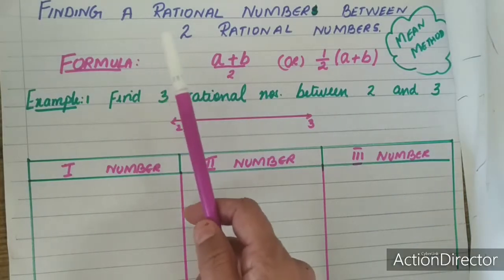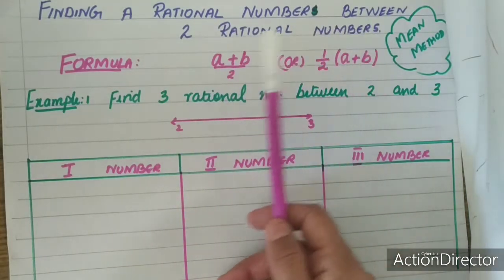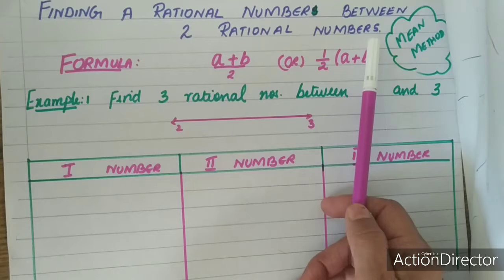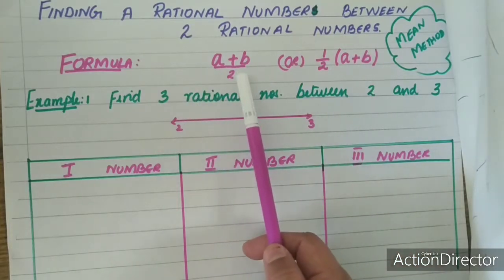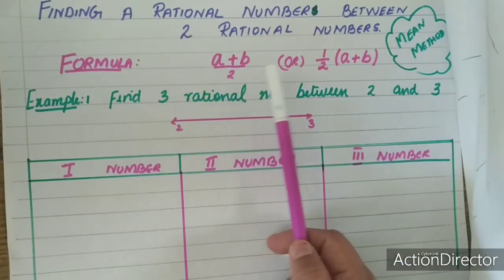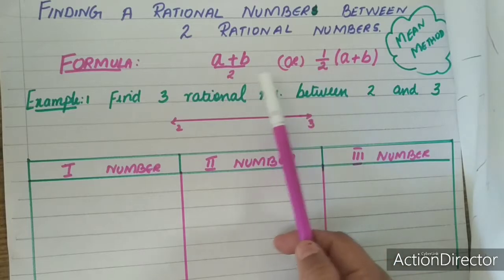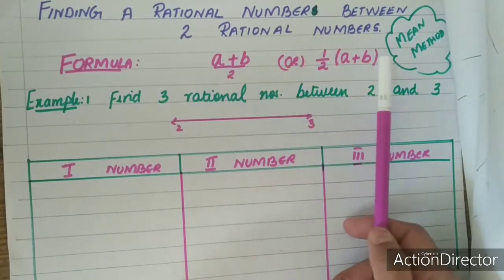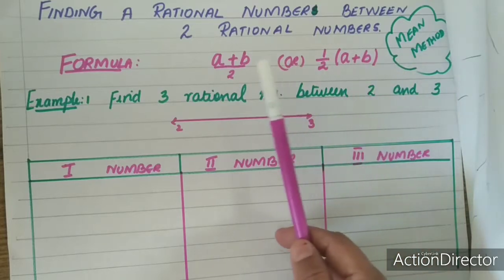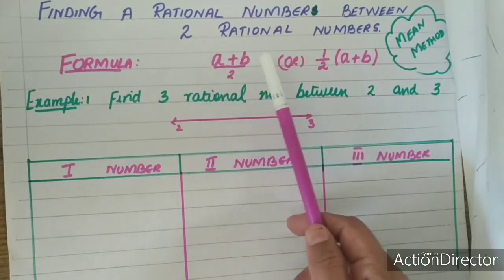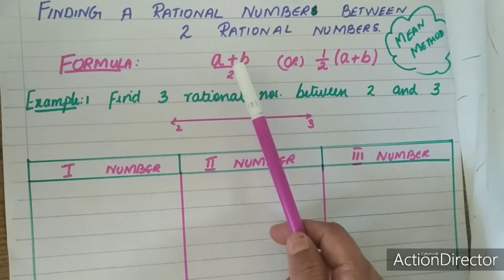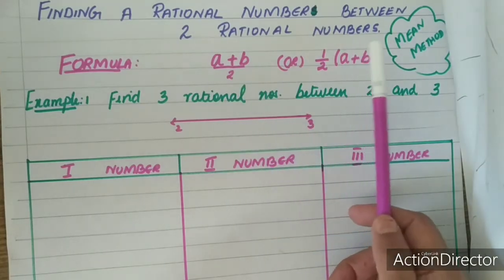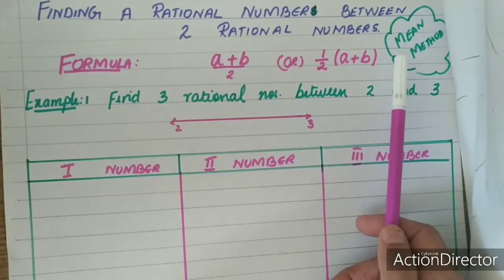Now let us see how to find a rational number between two rational numbers. The formula is A plus B upon 2, or you can also take this half outside and write it as half of A plus B. This method you call it as mean method because mean means average. We are adding both the rational numbers and dividing it by 2. So you call this method as mean method.